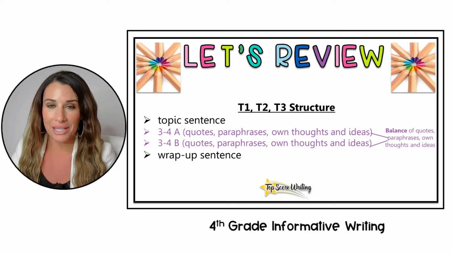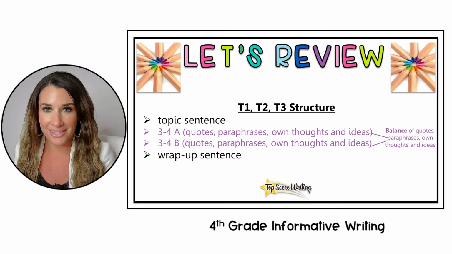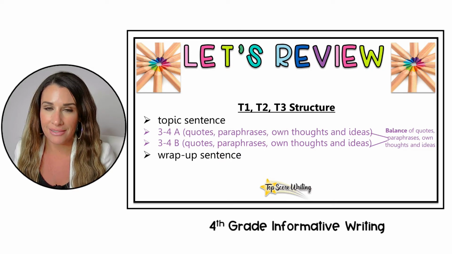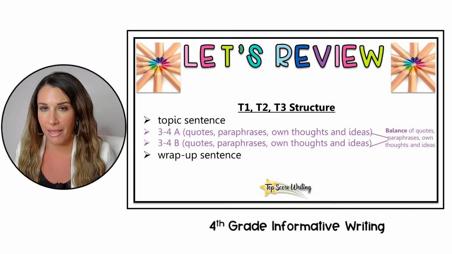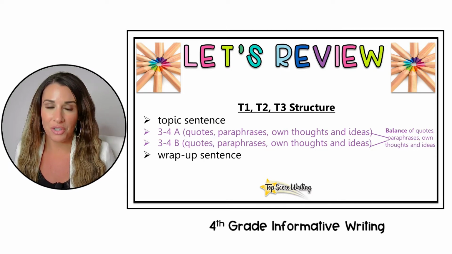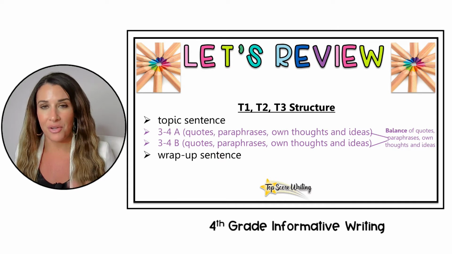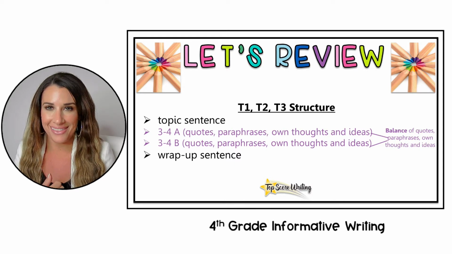Just now, our A and B sentences are going to be made up of quotes, paraphrases, and own thoughts and ideas. You want to make sure that when you have your 3 to 4 sentences about A and your 3 to 4 sentences about B, there is a balance of quotes, paraphrases, and own thoughts and ideas. So we're still sticking to the same structure, we're just adding more elaborative techniques in there.